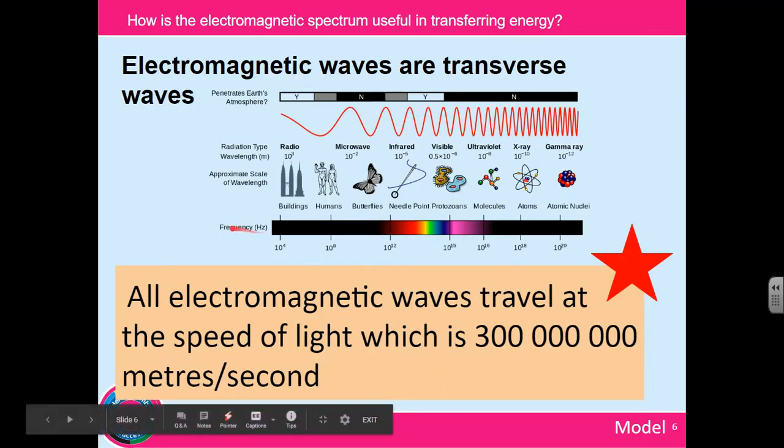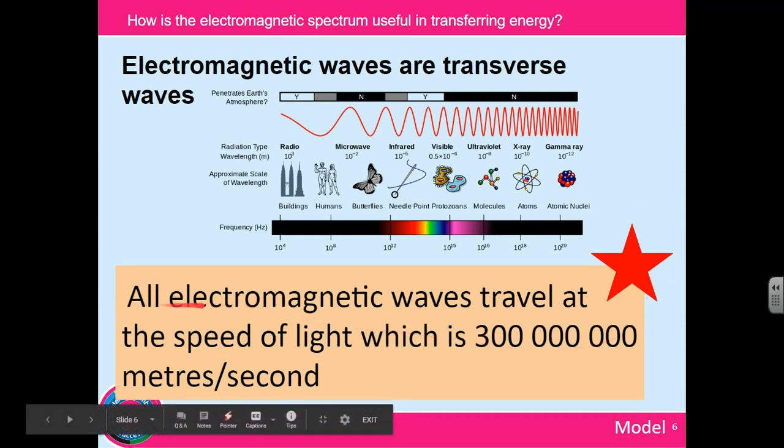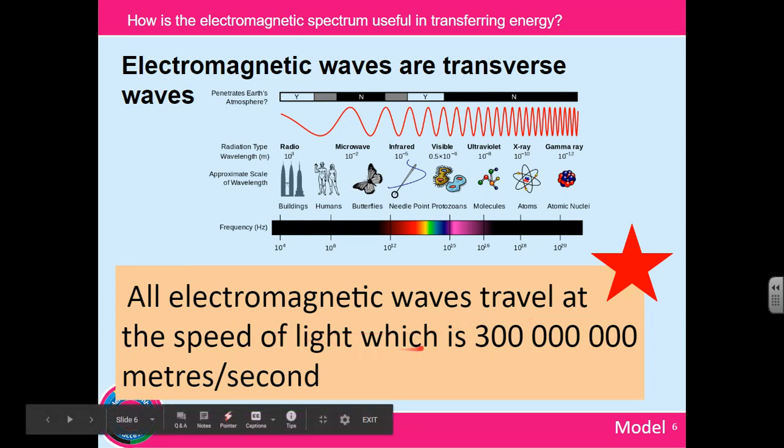Okay, here is a diagram. I'm sorry it's a little bit small, but you do have one of these on your Google Docs worksheet for you to complete. The important information here, denoted by the red star, is this. All electromagnetic waves travel at the speed of light, which is 300 million meters a second.